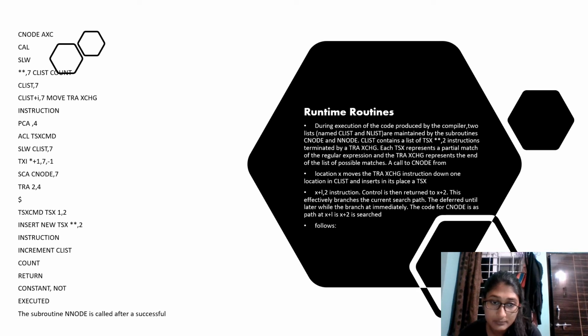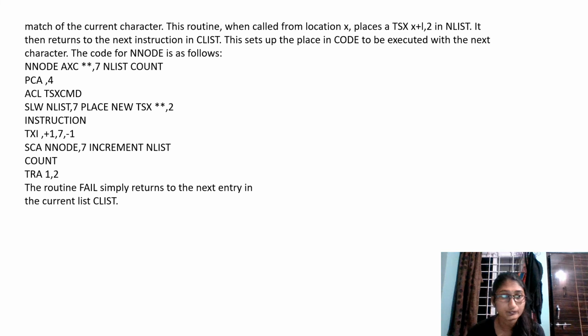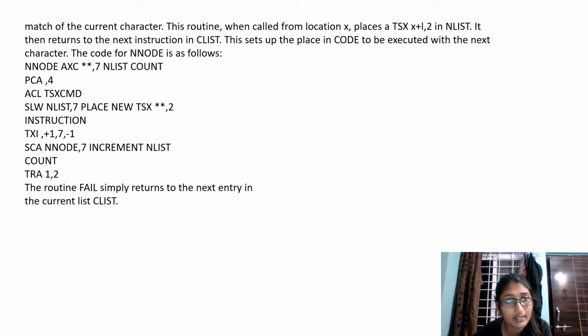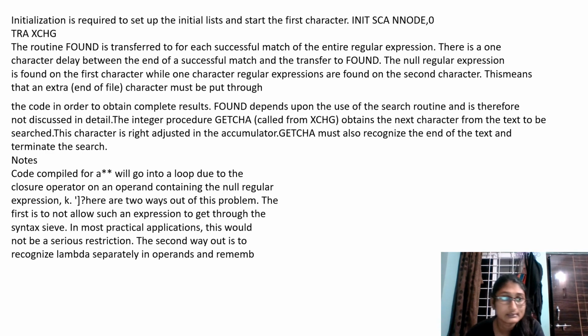This effectively branches the current search path and defers one branch until later, while the other proceeds immediately. The code for C node is on the path at X plus 1 and X plus 2; the search follows. A subroutine, end node, is called after all successful execution of the match of the current character. This routine, when called from location X, passes to this code's routine failed, which simply returns to the next entry of the current list, C list.